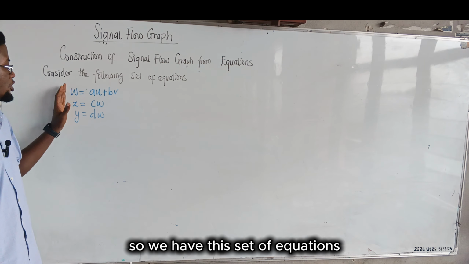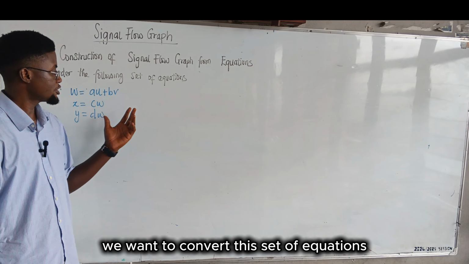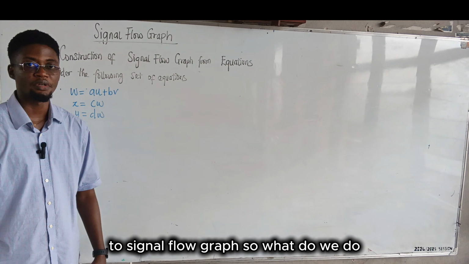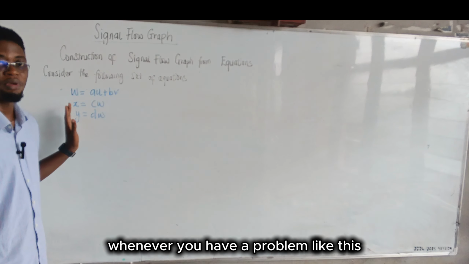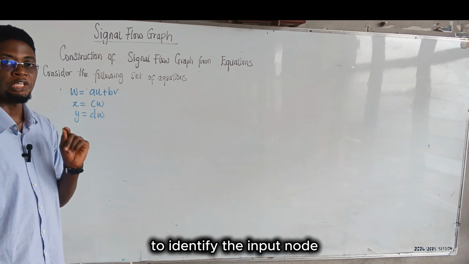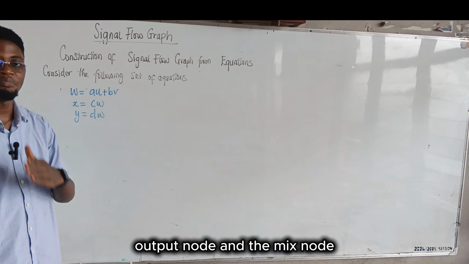So we have this set of equations. We want to convert this set of equations to a signal flow graph. So what do we do? The first thing you need to do whenever you have a problem like this is to identify the input node, output node, and the mixed node.